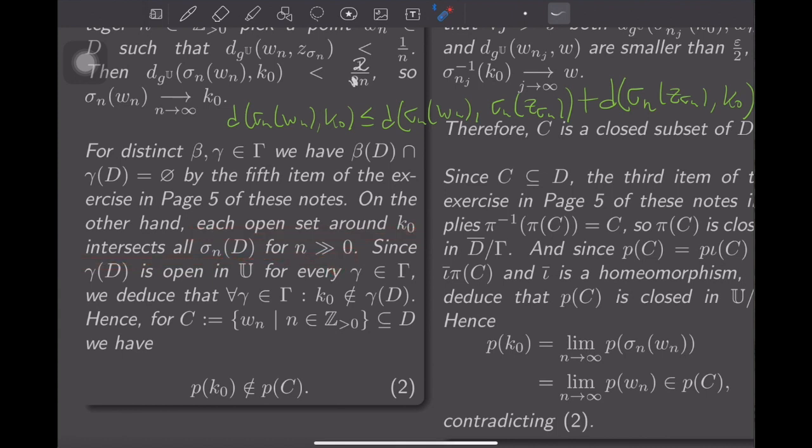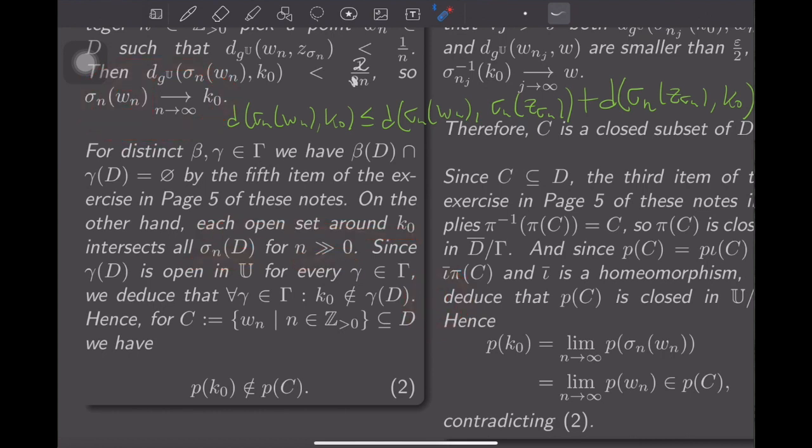Okay, so I claim, up to this point, do you agree that for every open set around k naught, that open set ends up intersecting all of these for sufficiently large n? Like from some point on, you give me any open set around k naught, and from some point on, it intersects all of this. Why? Because the WNs are in D and I have this property. No matter which open set you give me.